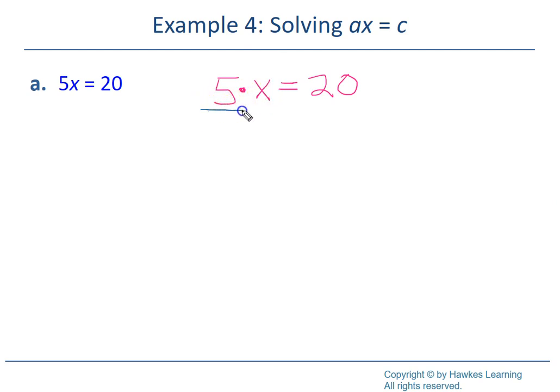If we divide this 5 by a 5, anything divided by itself is a 1. But again, if we divide this side, we must divide this side. So here the 5's cancel out. We get a 1 that we don't write. x equals 4. And 4 times 5 is 20. Again, this is the easiest type of example where you have this equals this.